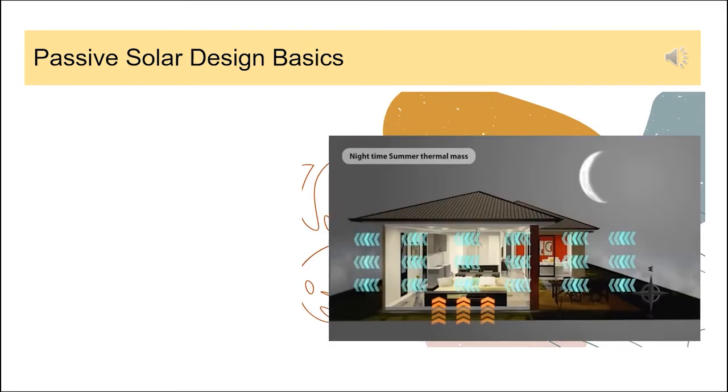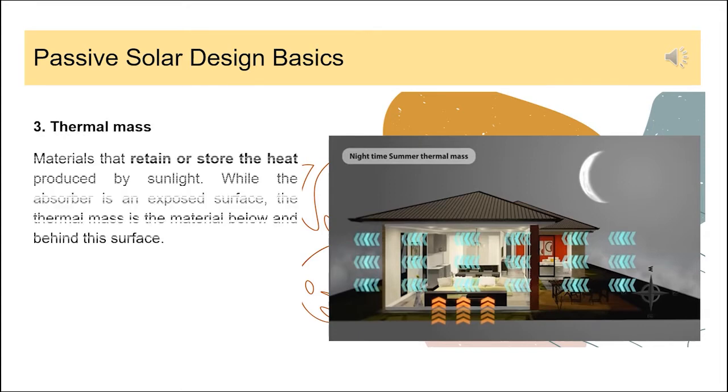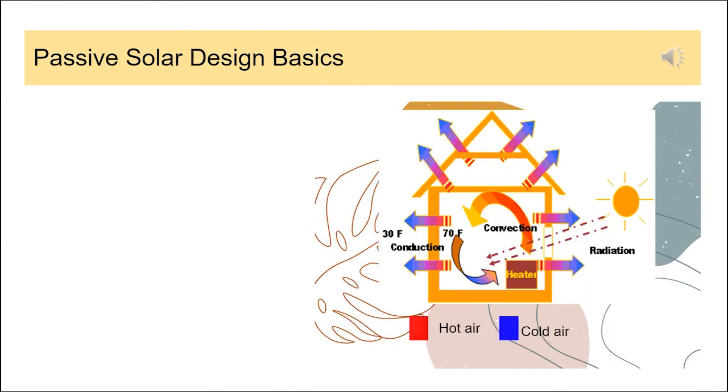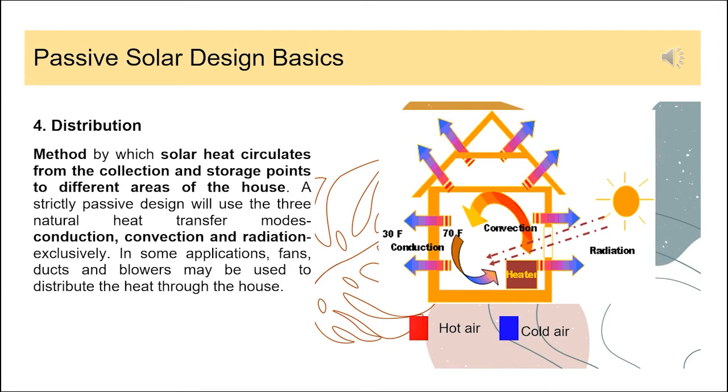The third passive solar design basic is the thermal mass. Thermal mass is the material that retains or stores the heat produced by sunlight. While the absorber is an exposed surface, the thermal mass is the material below and behind this surface. Next is the distribution. The distribution is the method by which solar heat circulates from the collection and storage points to different areas of the house.